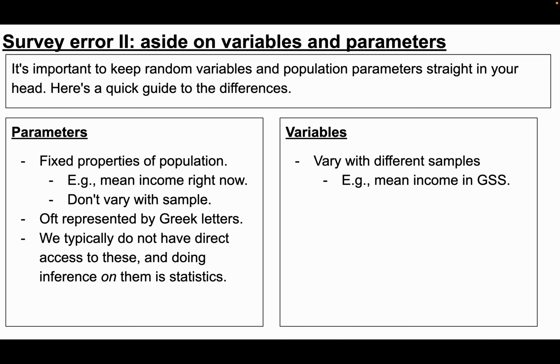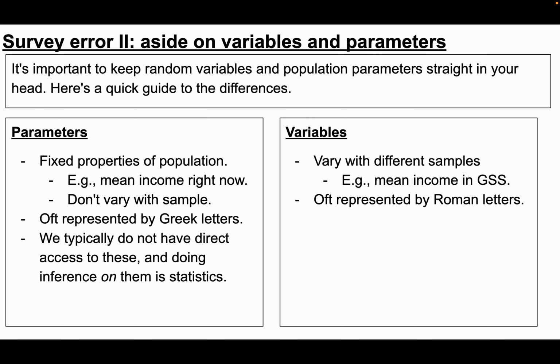So for instance, the mean income in the General Social Survey varies across different samples or different waves of the GSS. Or you could really say that even though on a particular GSS it's fixed because it's just a quantity in the data, it was something that could in principle have varied if the GSS had been gathered with different kinds of random variation in the people that participated.